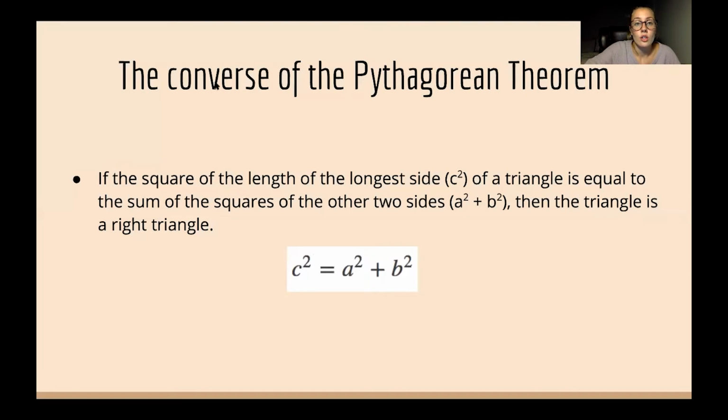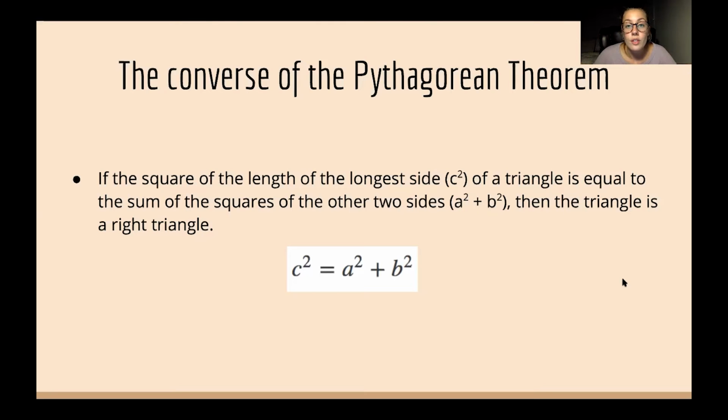Okay. So now we're going to talk a little bit about the converse of the Pythagorean theorem. We learned A squared plus B squared equals C squared. Well, let's think about it the opposite way, the converse, the reverse way. If the square of the length of the longest side of a triangle, that's our hypotenuse, C squared, is equal to the sum of the squares of the two legs, A squared plus B squared, then the triangle is a right triangle.